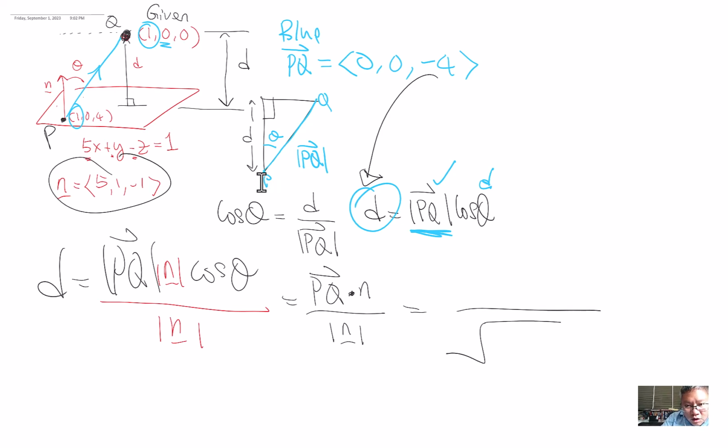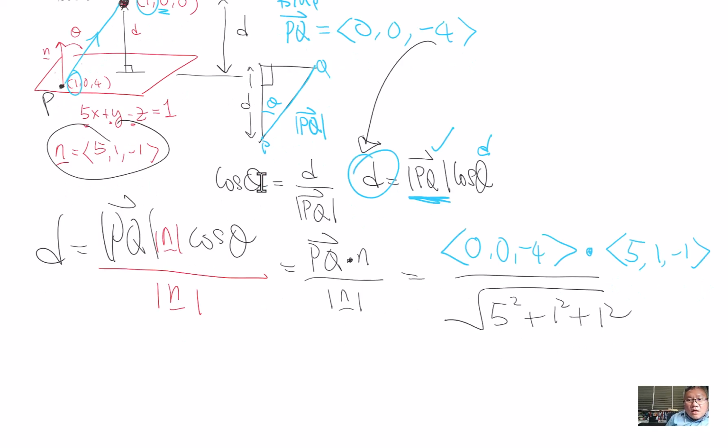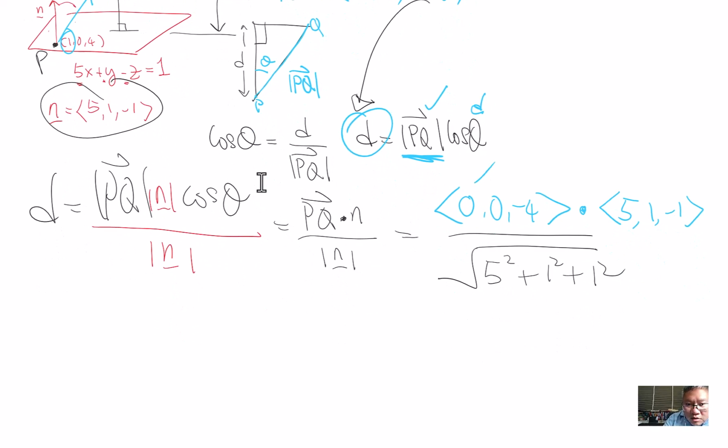So the magnitude of the normal vector is going to be 5 squared plus 1 squared plus 1 squared. How do I know? I'm looking at this. That's our normal vector. Right here on the top, PQ is 0, 0, -4, dotted with our normal vector, 5, 1, -1. The first two terms are 0, and that gives us 4. So that gives us 4 over the square root of 25 plus 1 plus 1, which is 27.